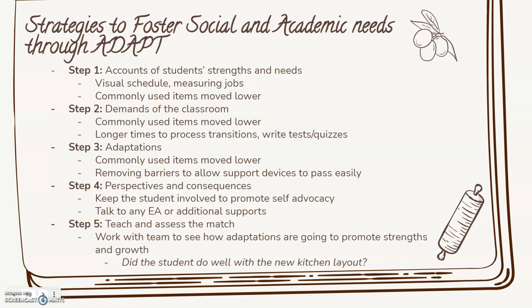The final step, Step 5, teach and assess the match, allows for a more critical, deep approach to make sure the match of accommodations made is working well with the student. Talking with EAs, occupational therapists, and the developmental education teacher, if the student is placed in your room from a developmental education program, can help ensure that the program in place is working with the student's strengths and needs in mind. Did the student do well with the new kitchen layout? Great. What are the next steps to take to continue to promote these strengths?